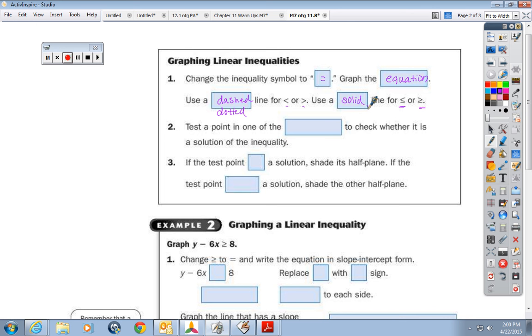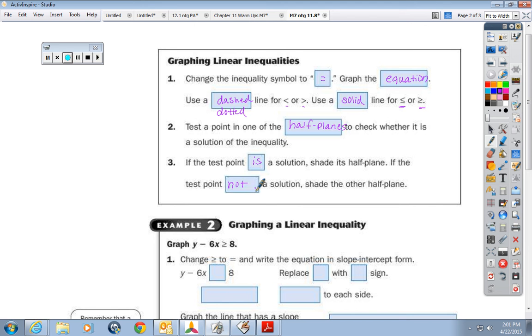Now, the piece that's new is we have to show on the graph which ordered pairs, above or below the line, are a solution. So we test a point in one of the half planes to check whether it's a solution. If the test point is a solution, we shade that half plane. If it's not a solution, then we shade the other half plane. I'll show you what that looks like in just a second.